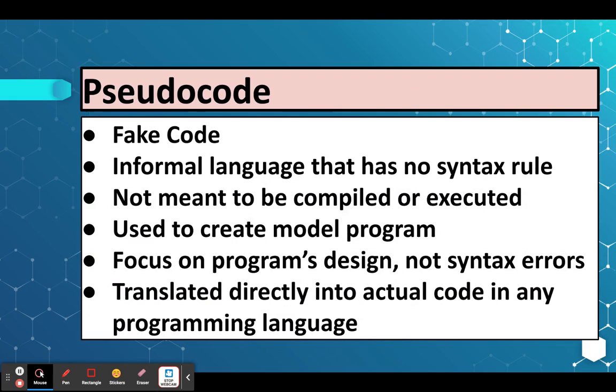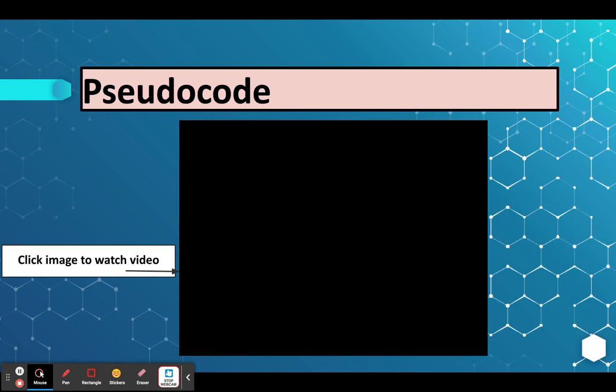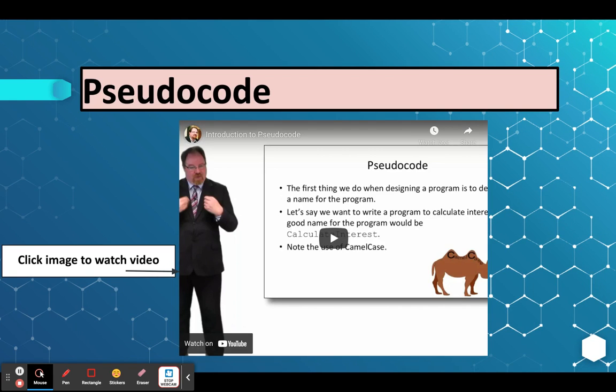Okay, so then there's something called pseudocode, which is fake code. That is informal language that has no syntax rules, is not meant to be compiled or executed, and is used to create just a model program. So you focus on the program's design, not the errors, and it's translated directly into actual code in the programming language. All right, so that is also part of the actual cycle. This video does a great way of introducing it to you and putting it in vocabulary that is easily understandable.